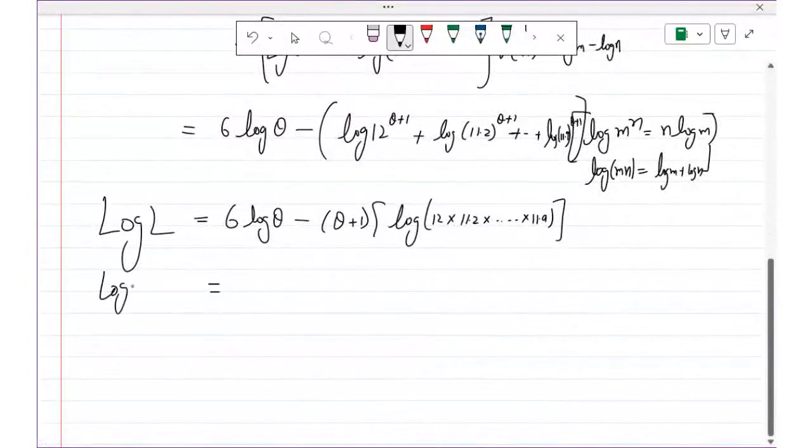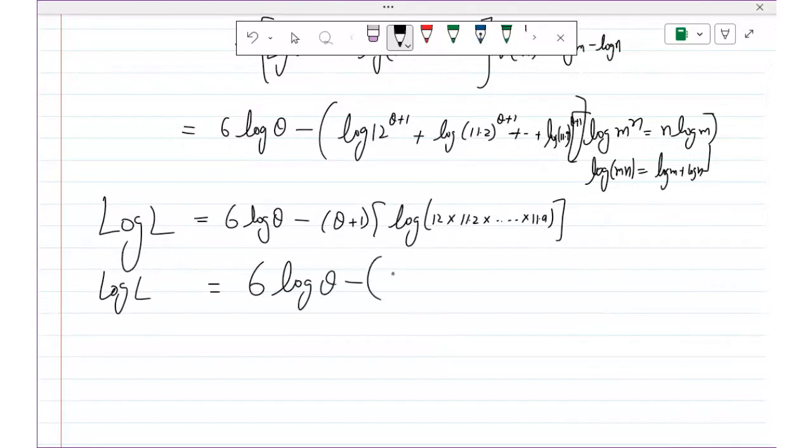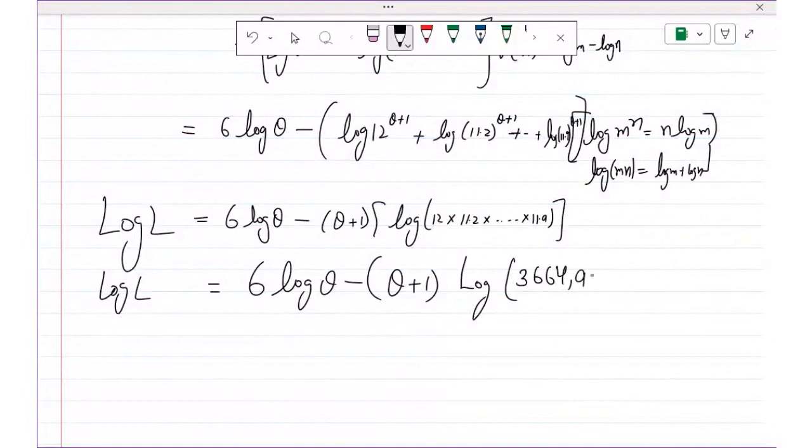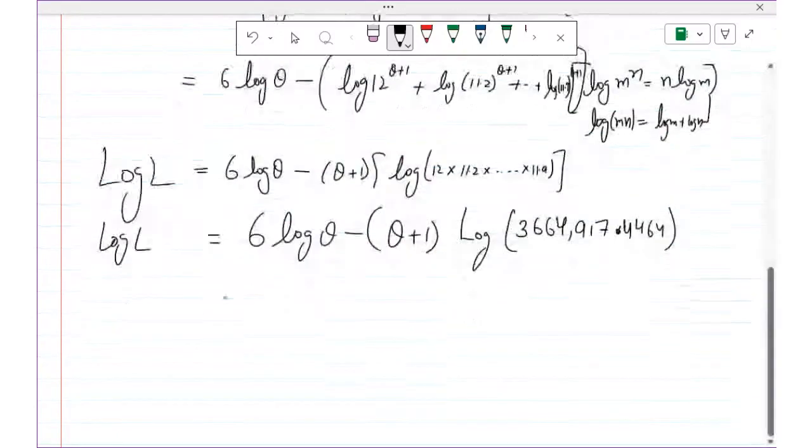Log of L is equal to 6 log theta minus theta plus 1 times log of 3664917.44. If there is any doubt, students, then please tell me. Okay, so now the third step we will do.